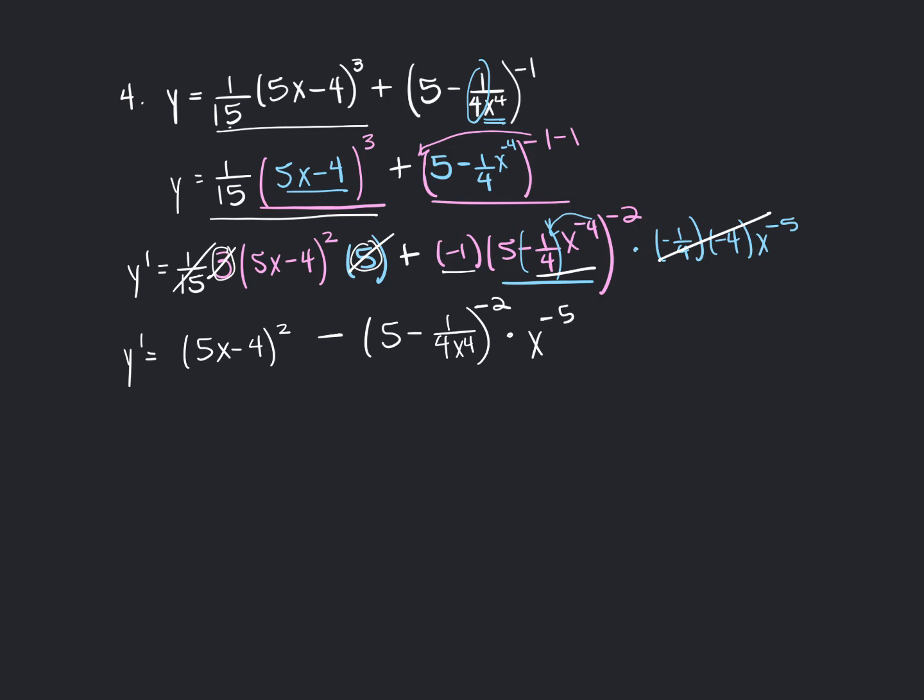Okay? So I can clean up those negative exponents. So I have y prime equals (5x minus 4) squared minus 1 over x to the 5th times (5 minus 1 over 4x to the 4th) squared.